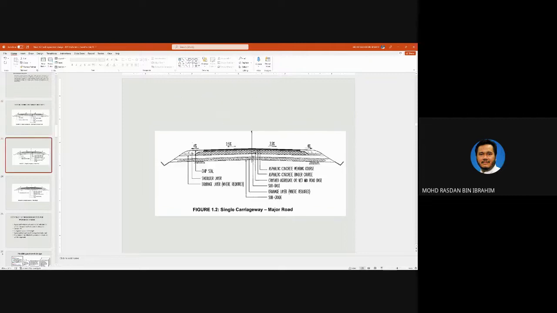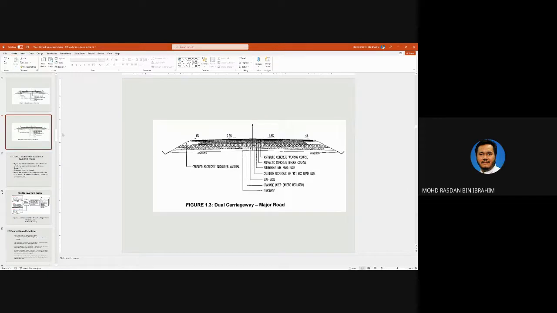The second one here is the single carriageway major road, where you can see the usage of ACWC, asphaltic concrete wearing course, and asphaltic concrete binder course. And then you have the road base and subbase as usual. And the last one here is the same thing, but this is for a dual carriageway road. More or less the same.